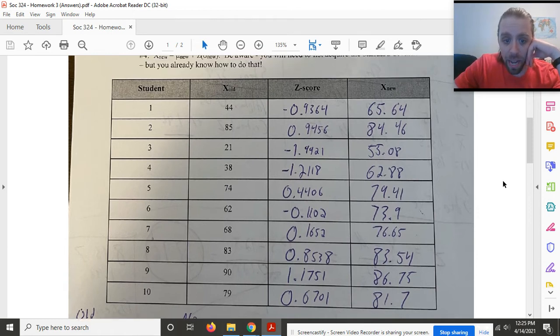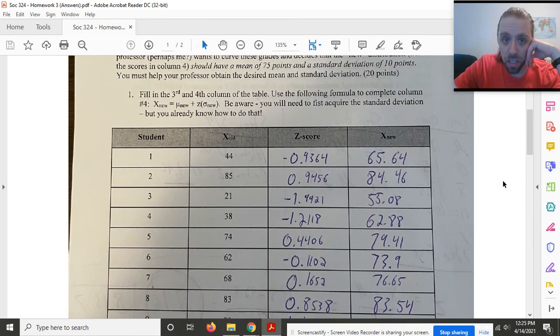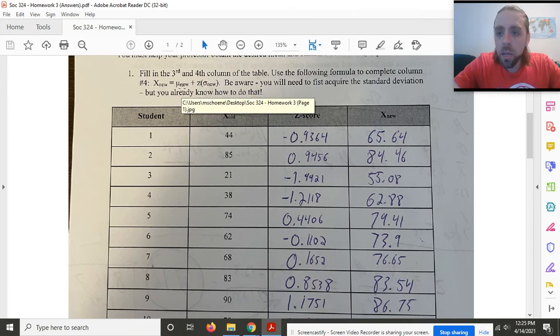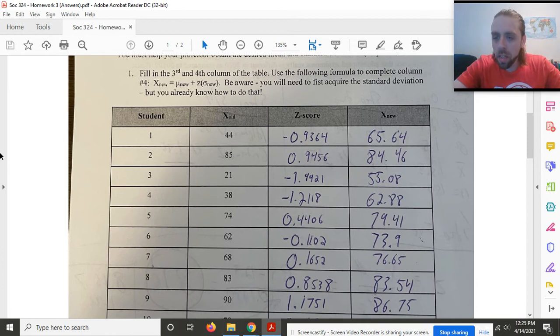The first thing we had to do, if we want to get to x new, let me just go up to this formula here. It says, let's just point at the screen, x new equals mu new plus z times sigma new. Mu new, the new mean, we know that's going to be 75. And sigma new, we know that is going to be 10. So what we need is z. And in order to calculate z, we needed to get the standard deviation. And in order to get the standard deviation, we needed the mean. So there was a 4-step process here.